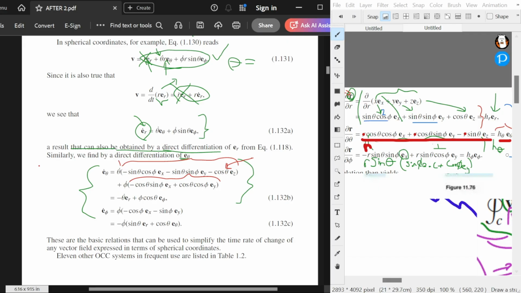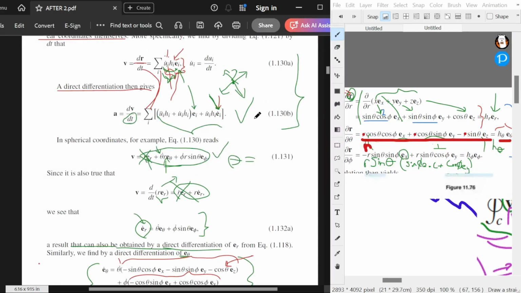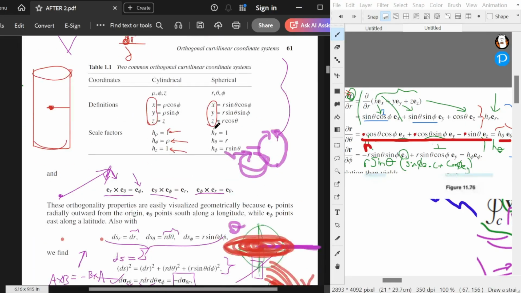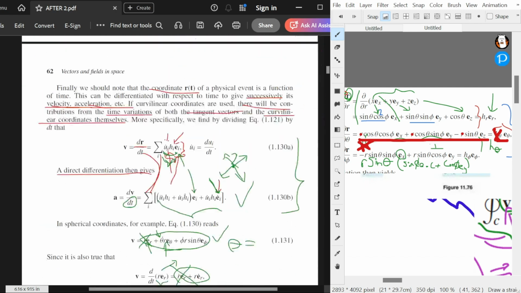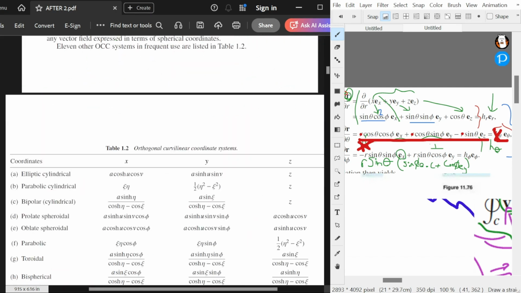Let's see. H hit as R, right? I think so. H theta is R. Let me check. H theta is R, yeah. So we can just cross off this R one time and cross off this H theta. So we already have E theta equal those guys in there.